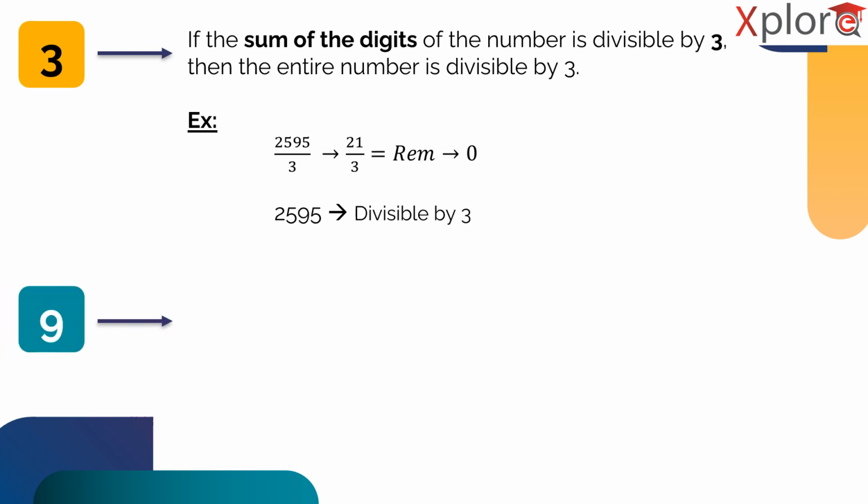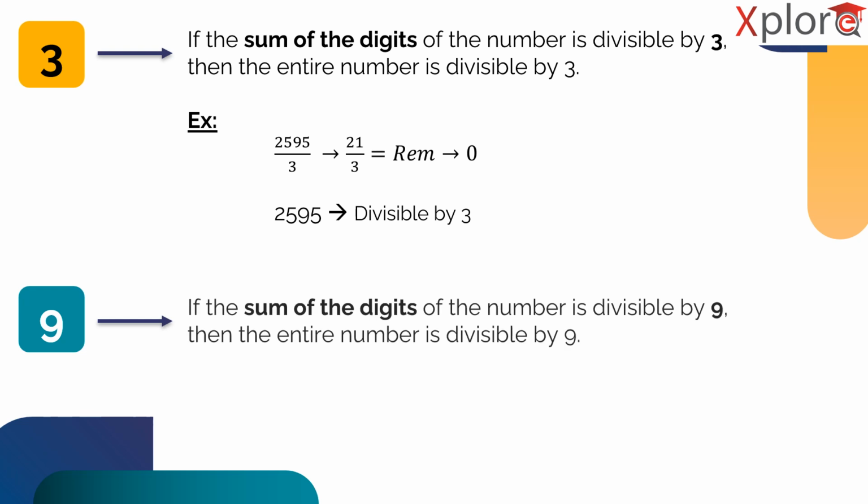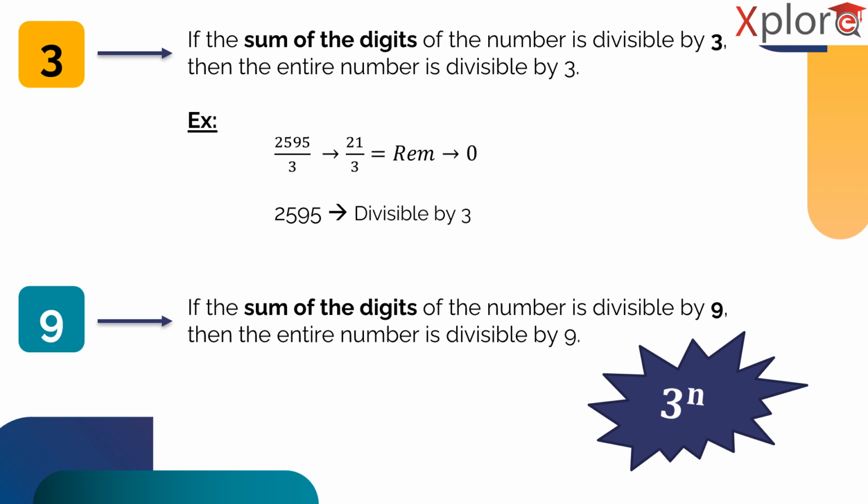Now, the divisibility rule 9. A number is divisible by 9 when the sum of the digits of that number is exactly divisible by 9. And this is something similar to 3. And this divisibility rule is applicable for all the numbers which can be expressed in 3 power n form.